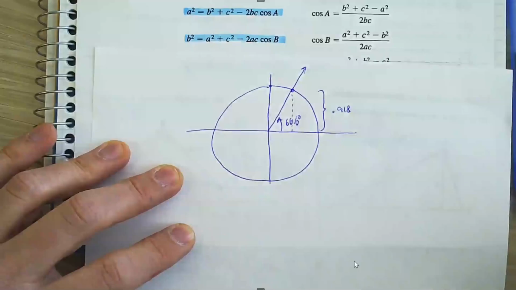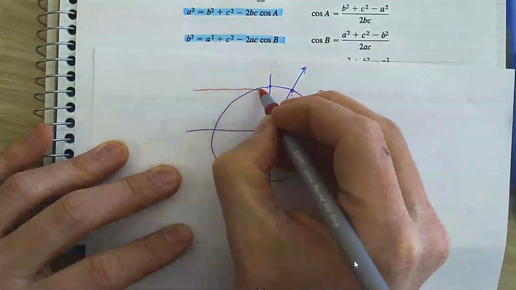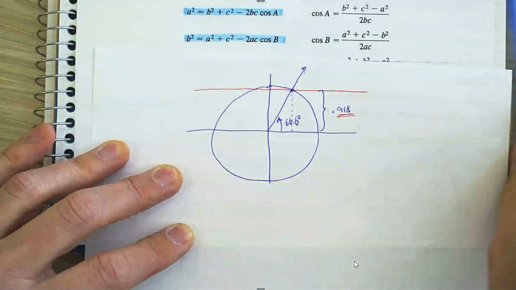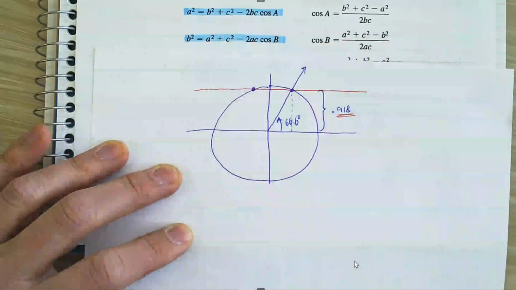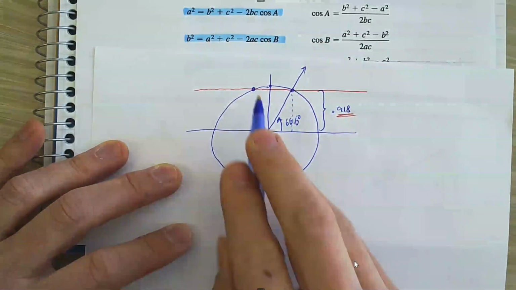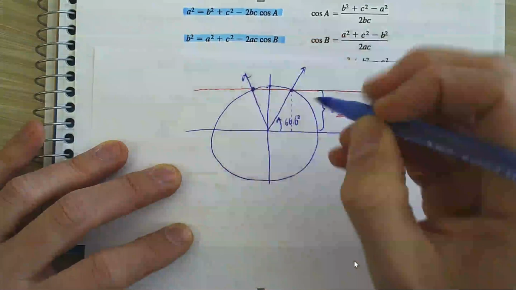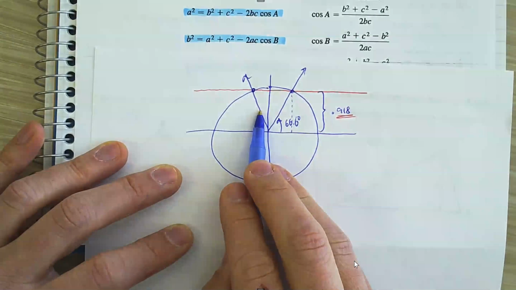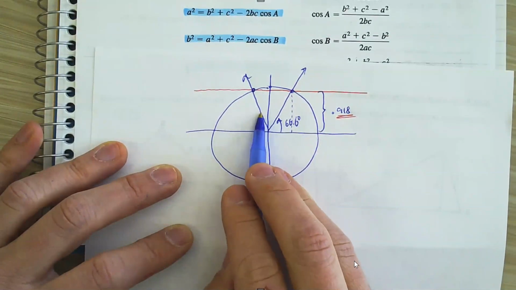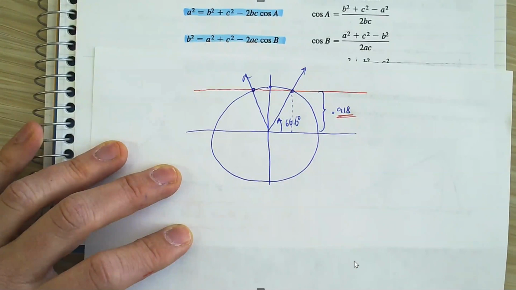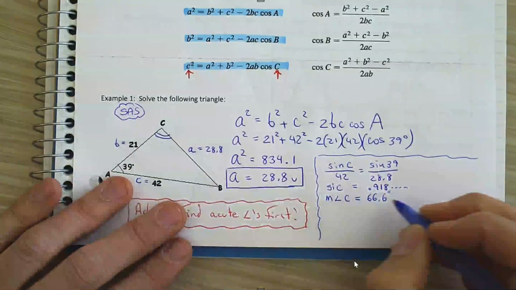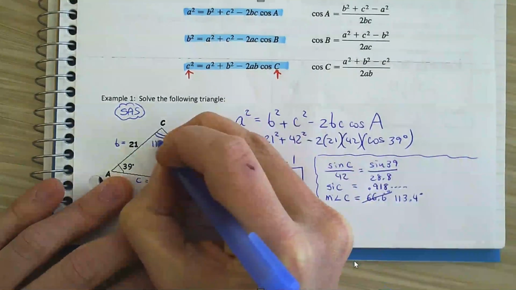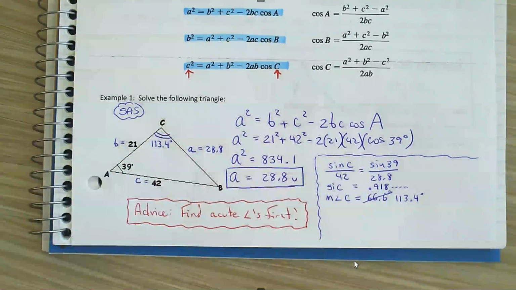However, is that the only place where the height or the y value is 0.918? No. There's another one there, isn't there? In fact, this angle would be its supplement, which is 113.4. And that is the angle measure that we wanted. So the measure is not that, it's 113.4 degrees.